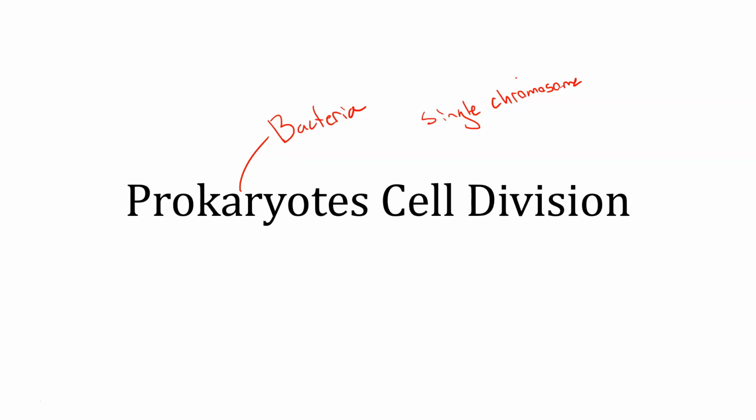Because of that, it makes the division much simpler, right? There's none of this business of pulling chromosomes to and fro, getting them lined up just right in the metaphase plate, and then pulling them apart in anaphase and reforming nuclear envelopes and all that stuff. So this is a very, very fast process.